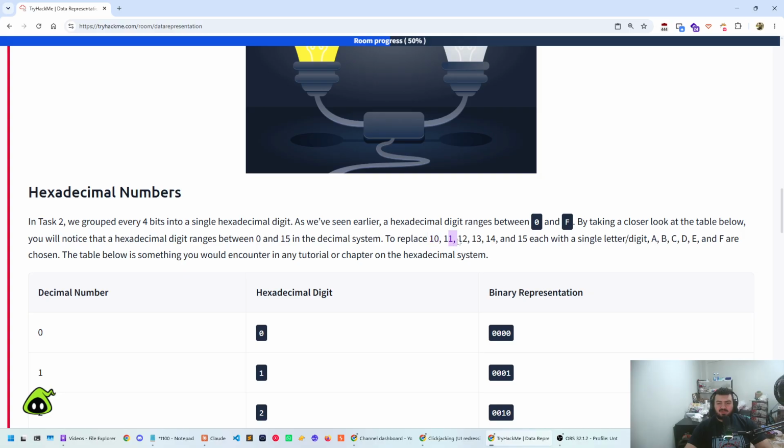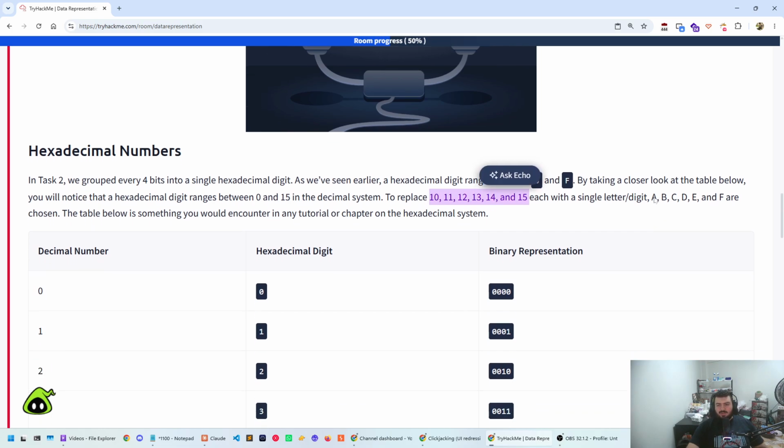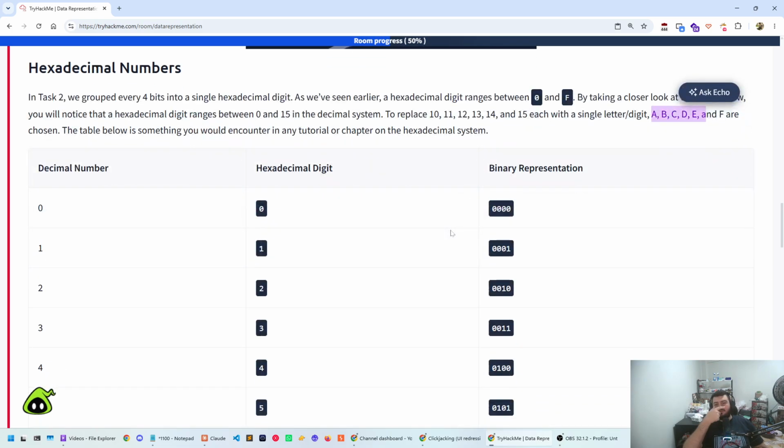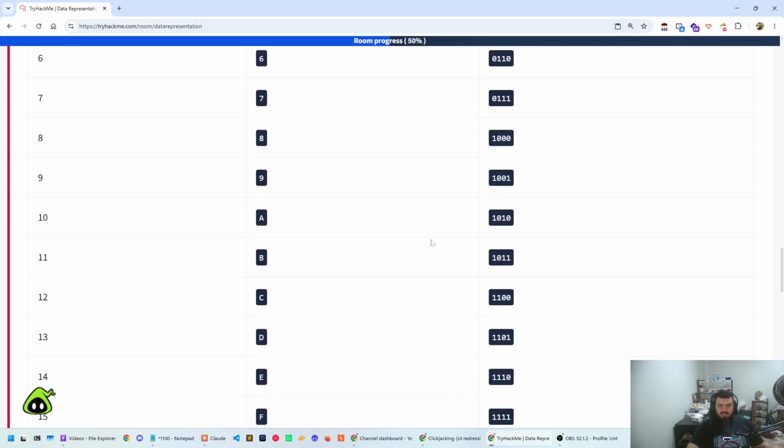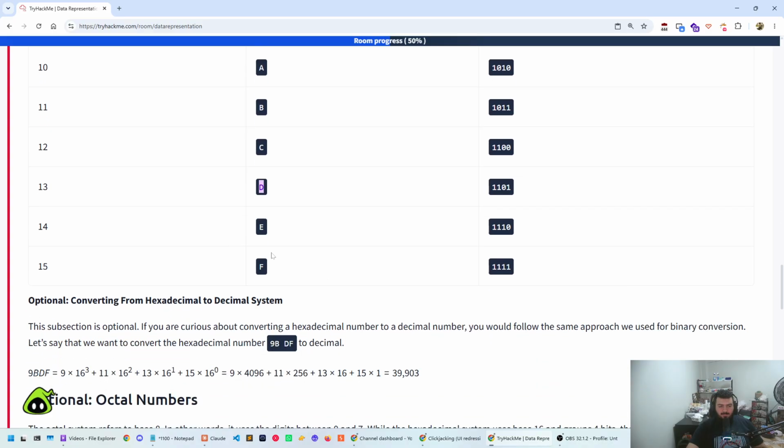To replace 10, 11, 12, 13, 14, and 15, each with a single letter digit, A, B, C, D, E, and F are chosen. The table below is something you would encounter in any tutorial or chapter on the hexadecimal system. So that means that we cannot have 10, 11, 12, 13, 14, and 15 because our numbers only range from 0 to 9. So these numbers will be represented as A, B, C, D, E, and F. F being 15, A being 10, okay? So you can see here what they are equal to.